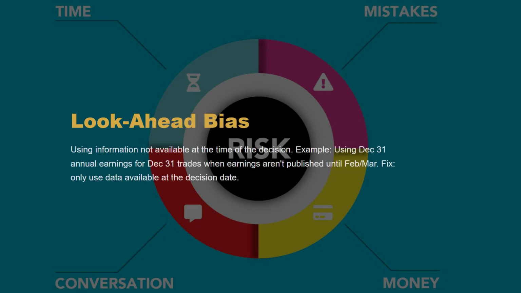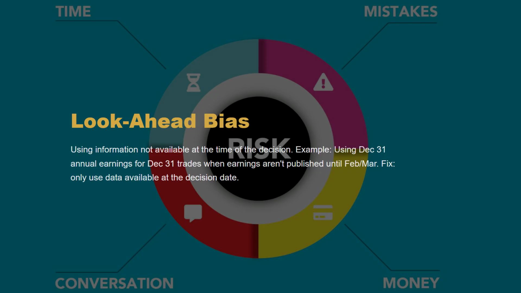Look-ahead bias occurs when you use information that was not available at the time of the decision. For example, testing a trading strategy that buys stocks with low price-to-earnings ratios. On December 31st of each year, you calculate the PE ratio and decide which stocks to buy. But annual earnings are not published until February or March of the following year. If your backtest uses December earnings to make a December trading decision, you're using information that did not exist yet.